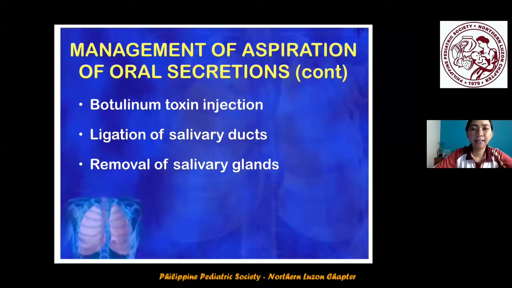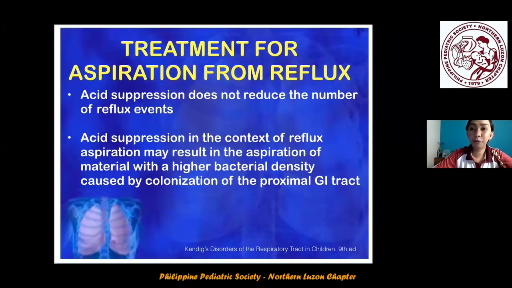So it is beyond the scope of this lecture actually to discuss the treatment options for gastroesophageal reflux, but I just want to emphasize a few points here. First, acid suppression may not prevent the chronic lung injury from aspiration. In fact, the use of acid suppressing medications increases gastric colonization by bacteria and may even result in aspiration of material with greater bacterial density.